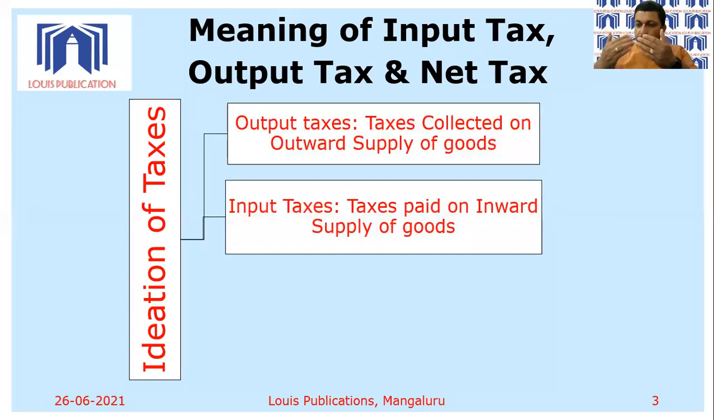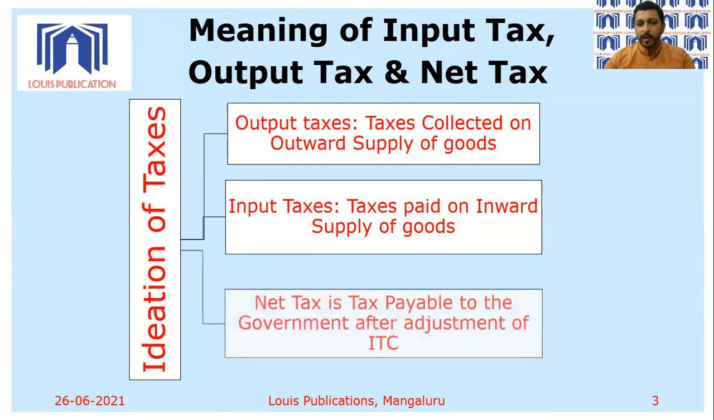Next, we have input taxes. Input taxes are associated with the purchase of goods. So taxes paid on inward supply of goods are known as input taxes. Taxes paid on purchases of goods, in simple terms, are known as input taxes.